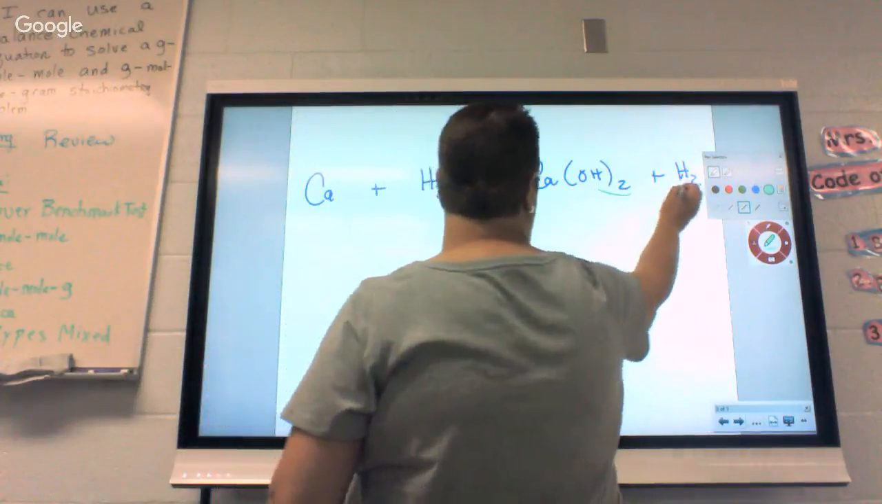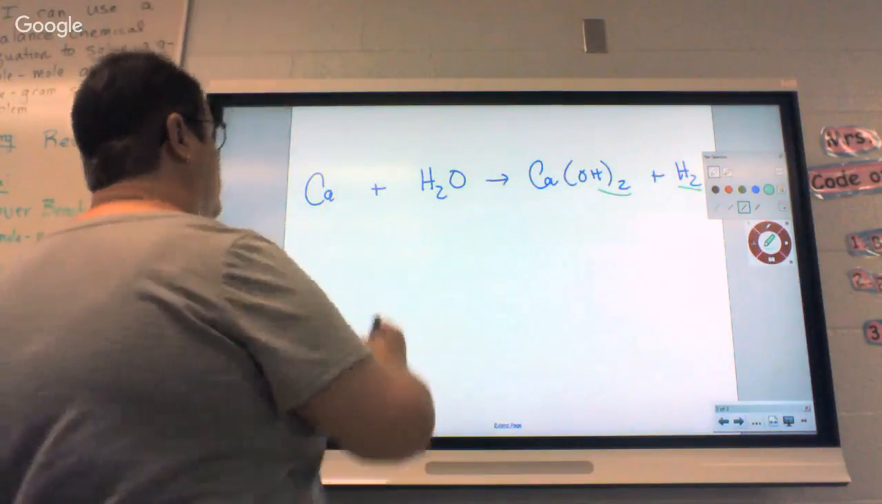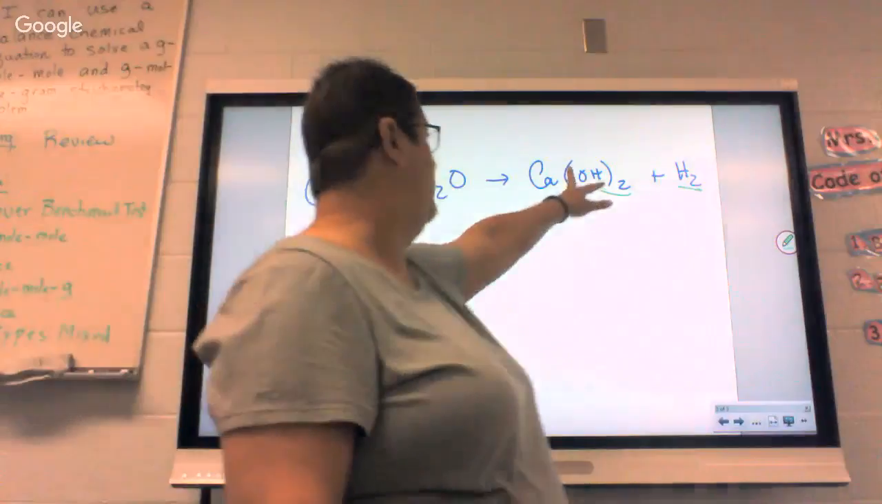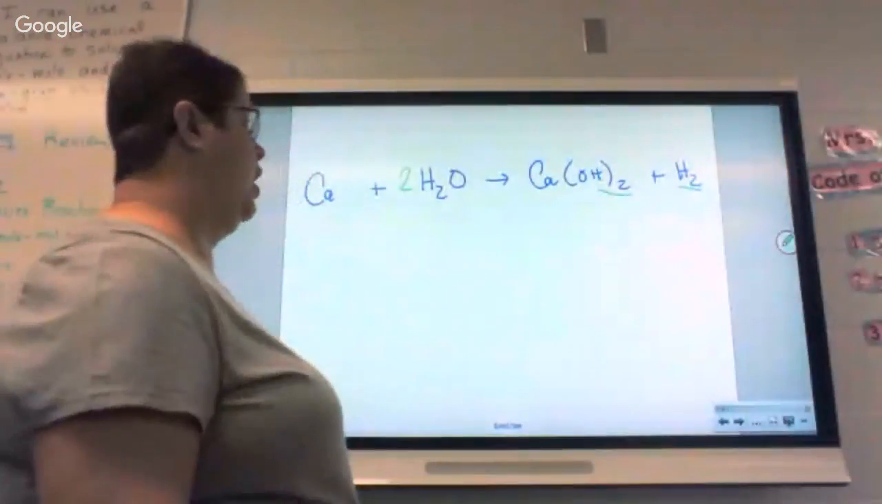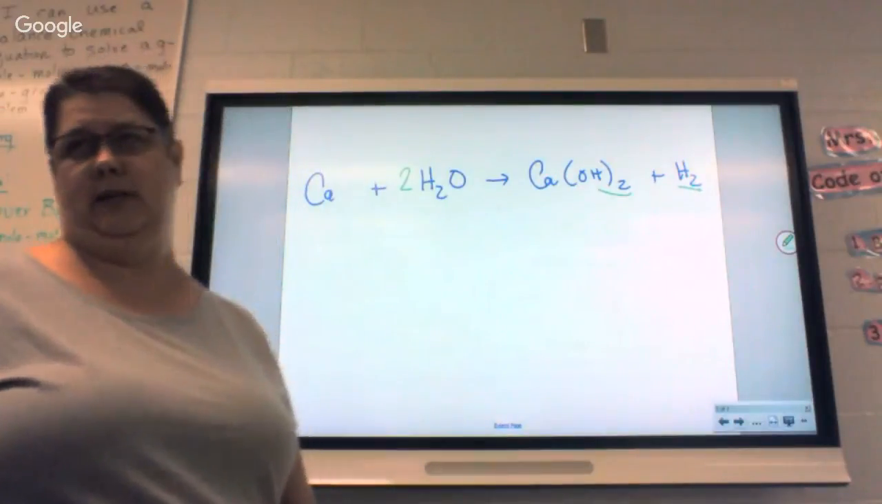All right, so when you go to balance it, the first thing I'd notice is, how many hydrogens do I have here? 4. You got 2 plus 2, which is 4. So I need to put a 2 there. That made 2 O's and 2 O's right there, so the O's are good. 1 Ca, 1 Ca, so that took care of my balance.